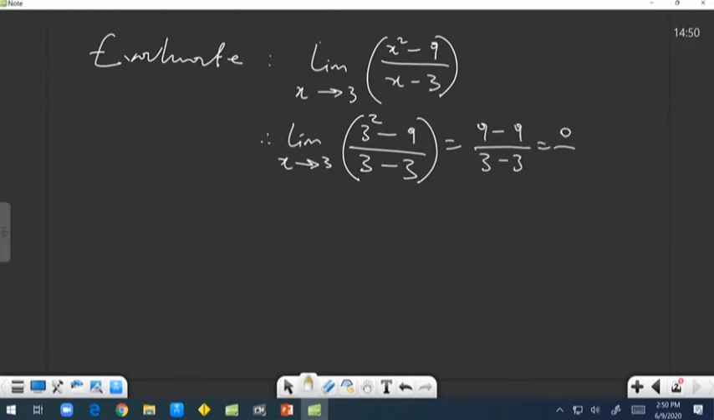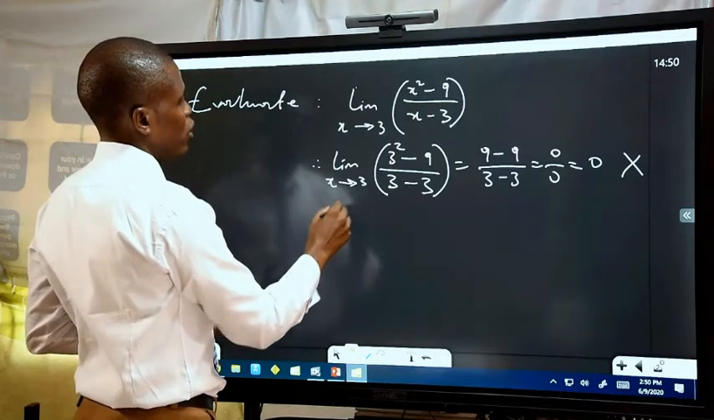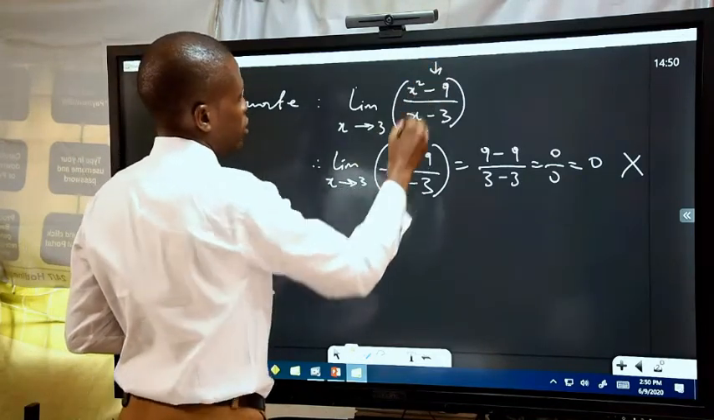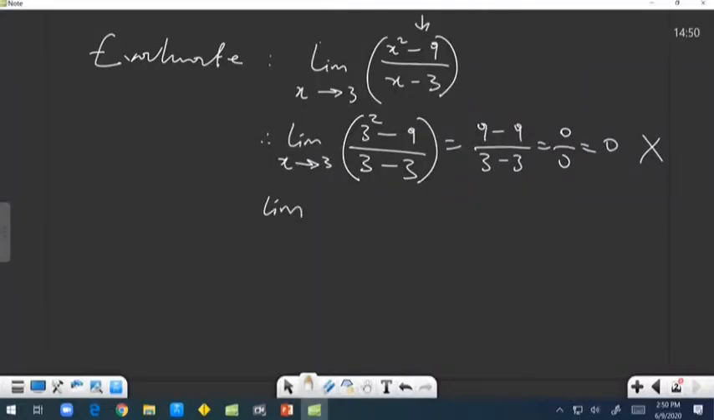That will be 0 divided by 0. Let's say 0. But this will give us a wrong computation. If we are going to simplify this, we assume this function that is given can be evaluated. So what we do is that the limit of x approaching 3 must be simplified. That means x squared minus 9 divided by x minus 3 can be simplified.